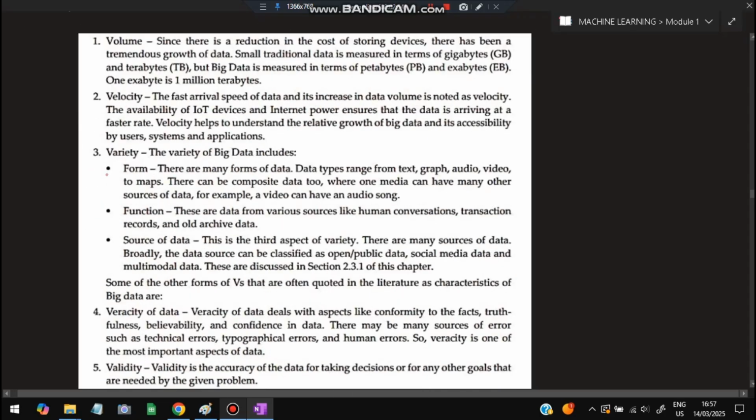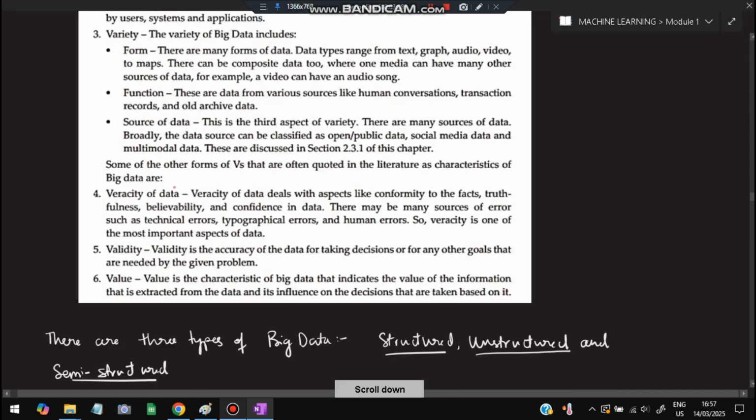There are different types of data, different forms of data, like text data, graph data, audio, video data, and the function of the data. What does the data do? Is it a human conversation? Is it a transaction record, or old archive data? Sources of data, where we are getting the data from. There are some sources of data which I'll be discussing in the upcoming topics. That will form the variety of data, different kinds of data.